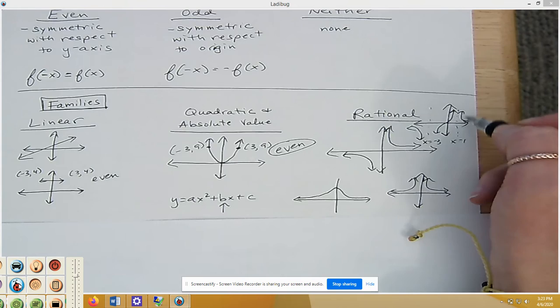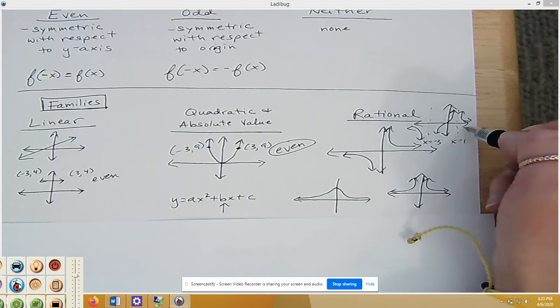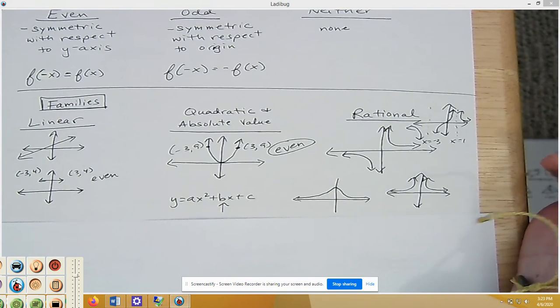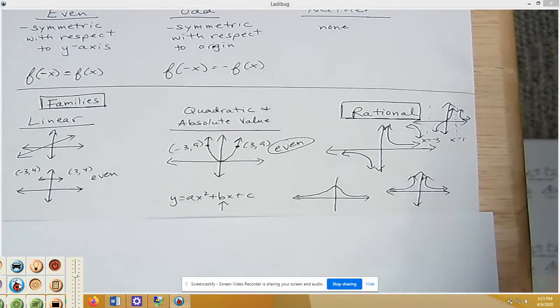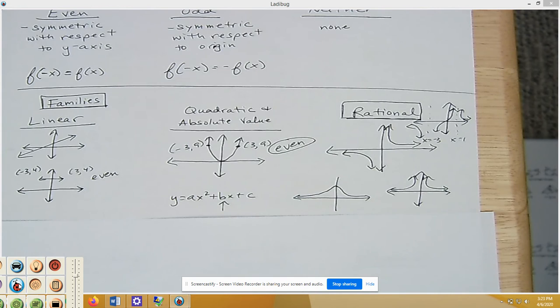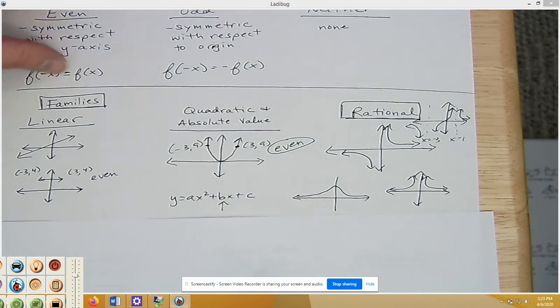But what if it was x equals 2 and x equals -2? This actually would be odd. So it depends. I would say in general, for even, odd, and neither functions, you always have to think. And that's kind of the big idea here.